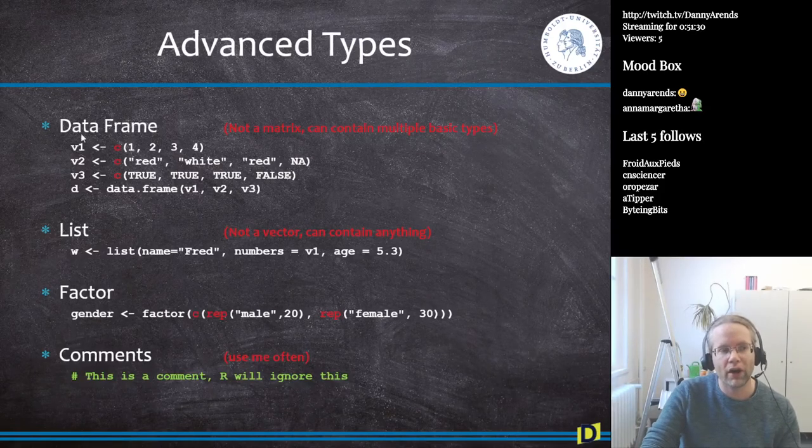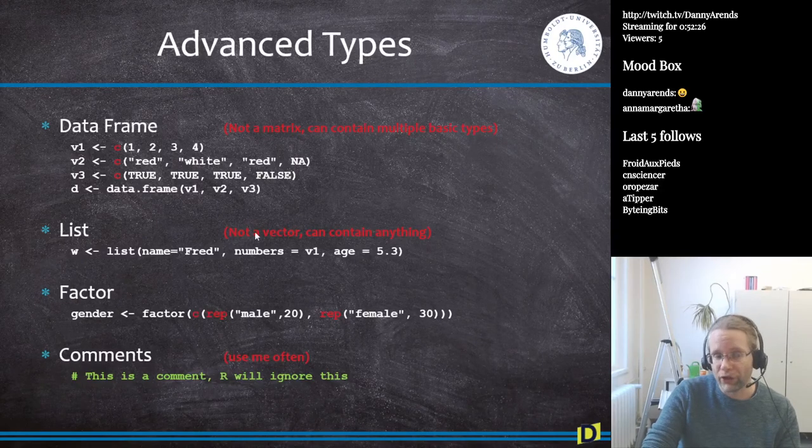So to represent this, R has something which is called the data frame. So a data frame is not a matrix. It looks very similar to a matrix, but now every column can be different. So the first column can be numeric, the second column can be character, the third column could be logical, and that is okay. So you create a data frame by defining the three columns that you want. So in this case, we have V1 being 1, 2, 4. We have V2, which is character, plus a missing value, and V3 is actually a logical vector. So when we say data.frame(V1, V2, V3), and we store it in a variable called D, then now we make a data frame, which is similar to a matrix, but the first column is numeric, the second column is character, and the third column is a logical value.